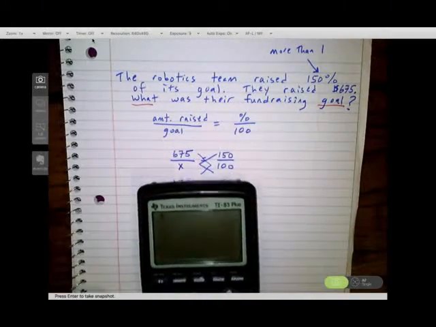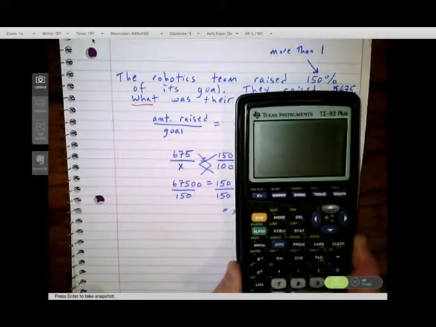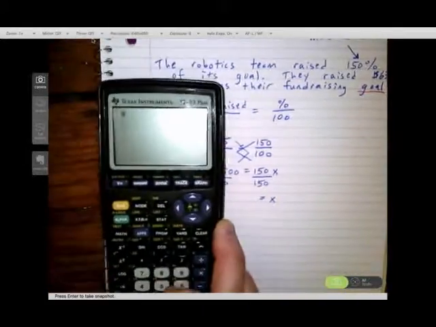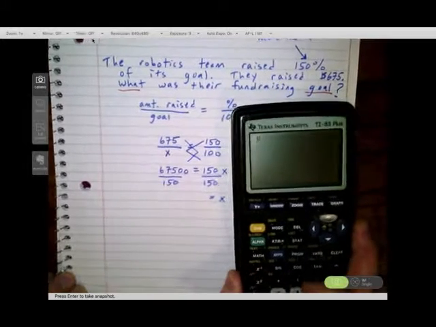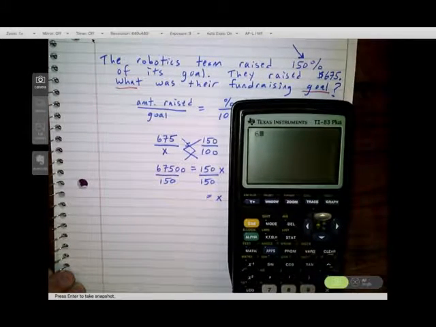Hopefully you can see that okay. Don't want to cover up my work, so let me just slide over here a tiny bit. I'm going to cover it up anyway. Sorry about that. Okay, hopefully that's okay.